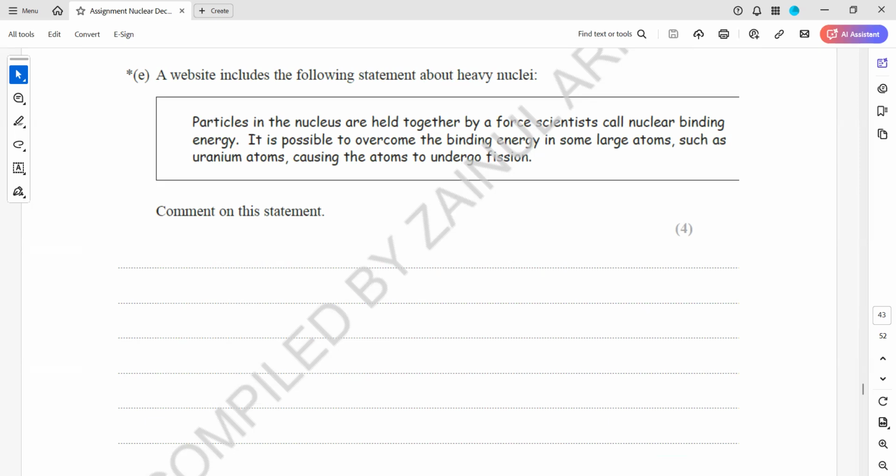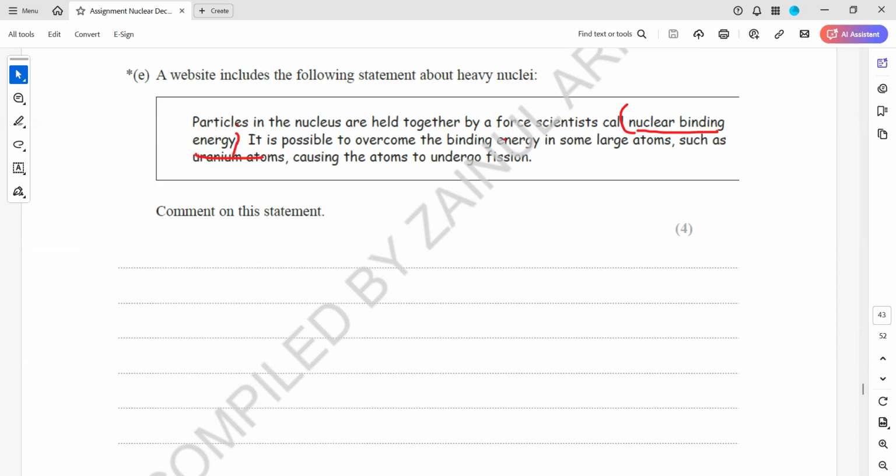What is the mistake in the statement here, that the particles in a nucleus are held together by a force scientists call nuclear binding energy? That statement is wrong, because it's actually the strong nuclear force which is binding the nucleus. Binding energy is the energy released when lighter nuclei join to form a heavy nucleus, or a heavy nucleus splits. So when a fission or a fusion happens. And binding energy is not the force.